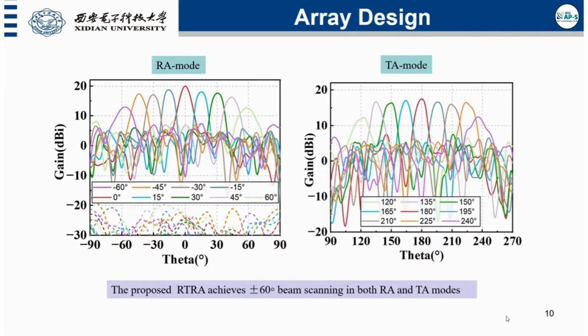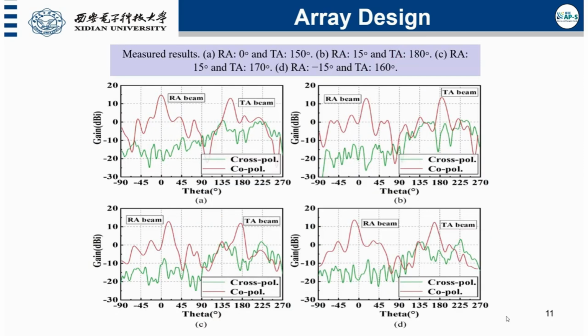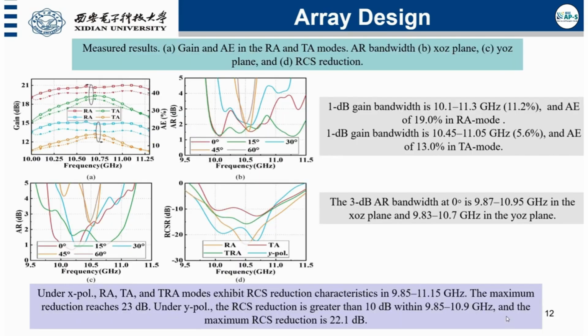We've also achieved plus or minus 60 degrees beam scanning in both RA and TA modes, which is quite an achievement for our metasurface. Measured results in TRA mode, such as RA, 0 and TA, 150 and so on. Let's take a look at some measured results.